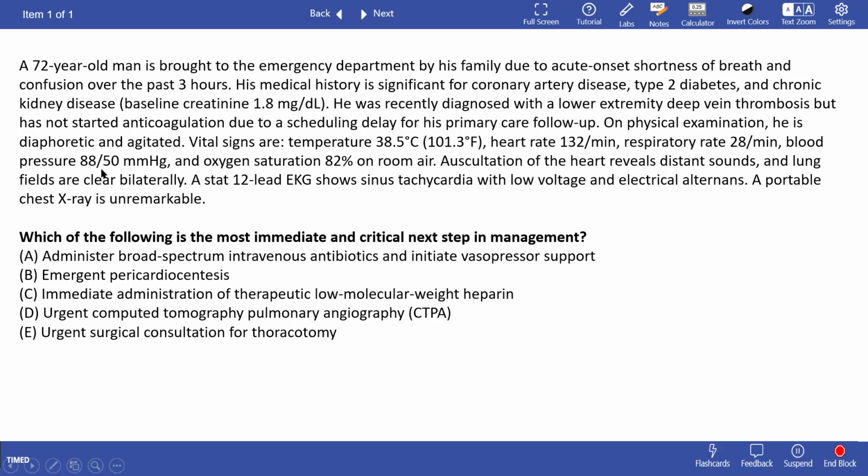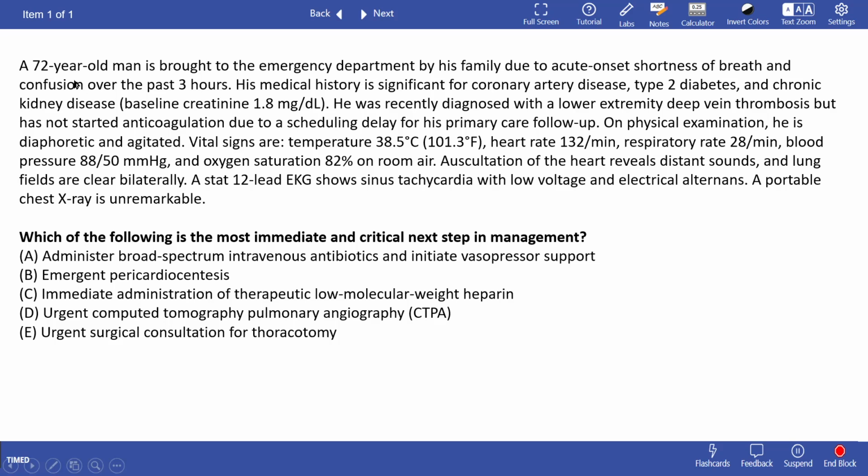So a case is presented to you, and what it basically says is, which of the following is the most immediate and critical next step in management? Now, the best next step in management questions are heavily tested on the Step 2 CK, and they are also sometimes difficult and ambiguous and vague. We need a criteria to approach these kinds of questions in order to understand and get to the right answer.